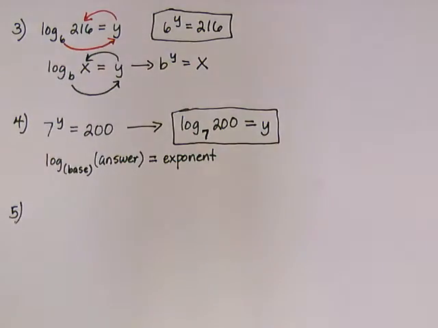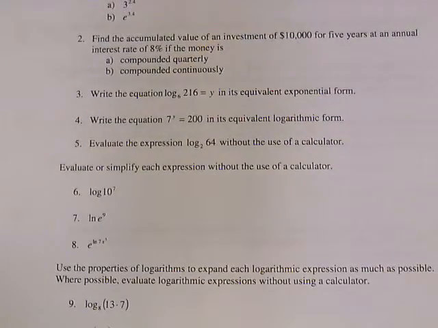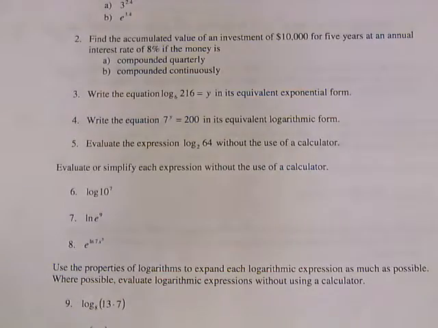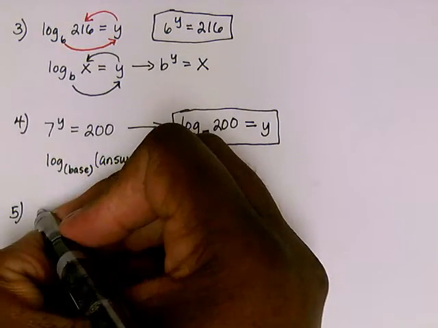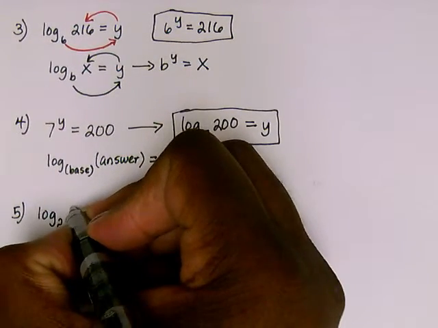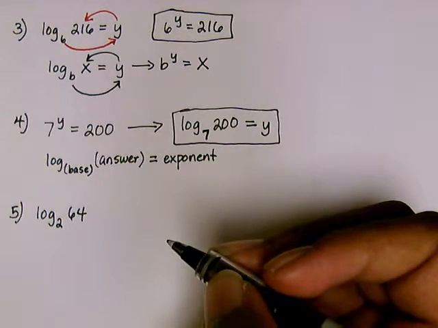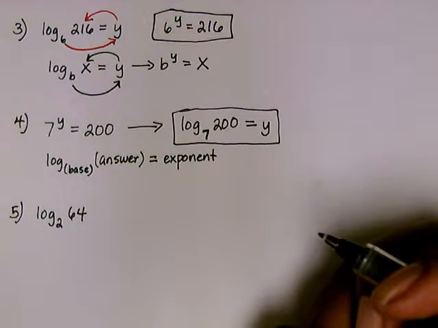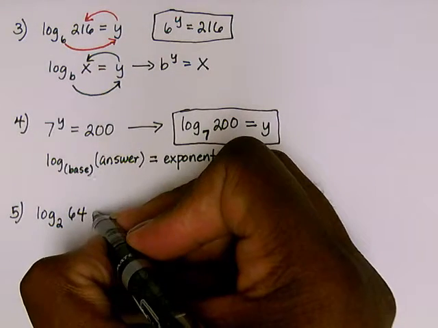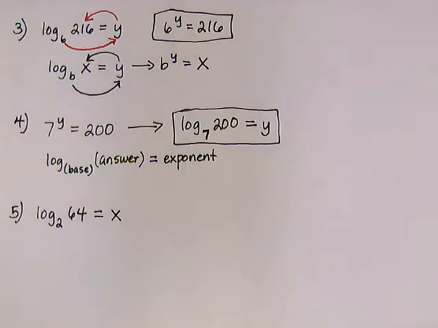Problem number 5 is to evaluate the expression log to the base 2 of 64 without the use of a calculator. That's log to the base 2 of 64. We want to find out what that missing exponent is going to be. Anytime you're evaluating a logarithm, you're always evaluating an exponent. So I'm going to let x equal this, and then convert that into its equivalent exponential form. It's already in logarithmic form, so we need to convert it into its equivalent exponential form.